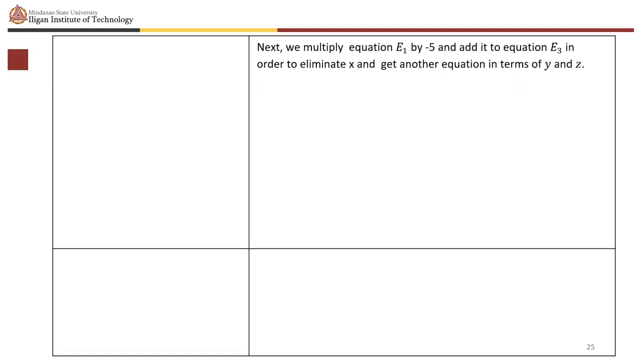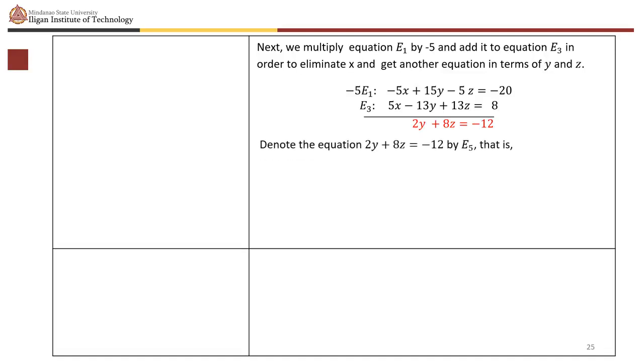Next, we multiply the equation e sub 1 by negative 5 and add it to equation e sub 3 in order to eliminate x and get another equation in terms of y and z. So we have minus 5 times e sub 1 is negative 5x plus 15y minus 5z equals negative 20. And since our e sub 3 is 5x minus 13y plus 13z is equal to 8, when we add, negative 5x with 5x is 0, 15y minus 13y is 2y, minus 5z plus 13z is 8z, and minus 20 plus 8 is equal to negative 12.